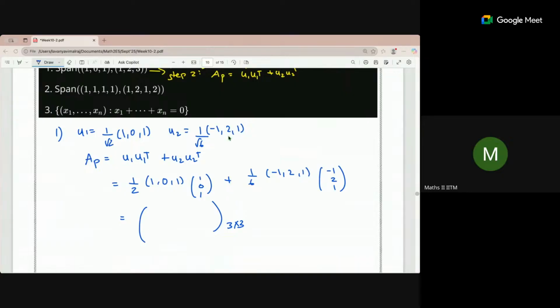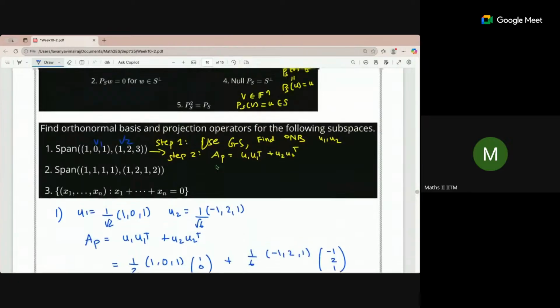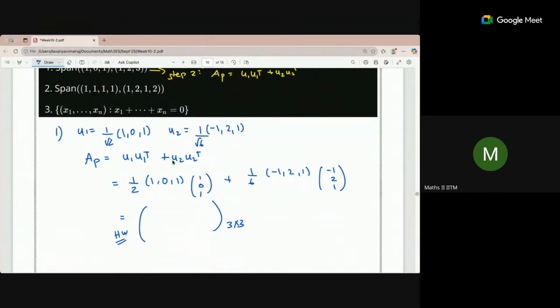You just have to multiply and bring it here. I guess I can leave this to you, just computing. So if you want to verify the answer, maybe you can do the verification in the TA session also. Okay, so what is the procedure to find the projection operator? That is clear to you, right?